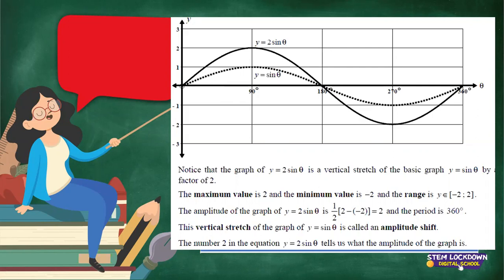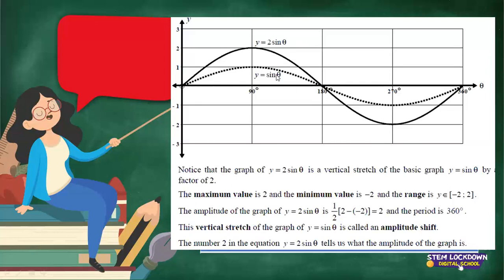What is our amplitude in this case? As we said, our amplitude is the maximum value minus the minimum value, divided by 2. So to calculate the amplitude of this graph, we say 2 minus -2 gives you 4. Half of 4 gives you 2. So our amplitude of this graph is 2.